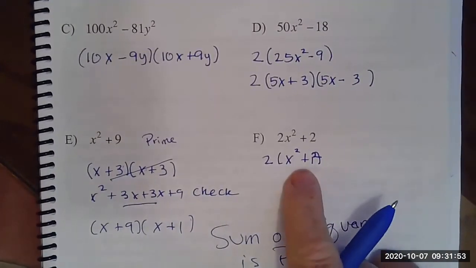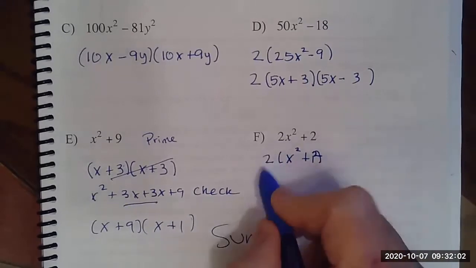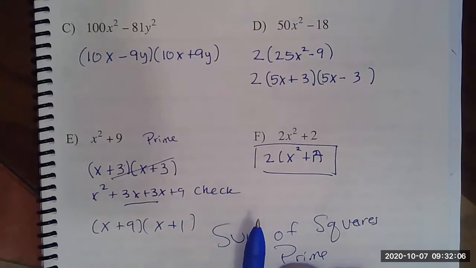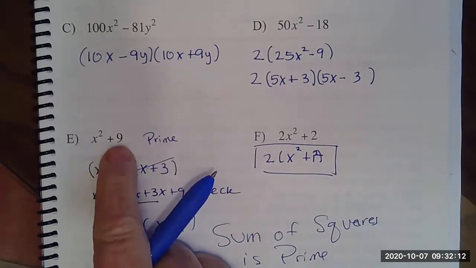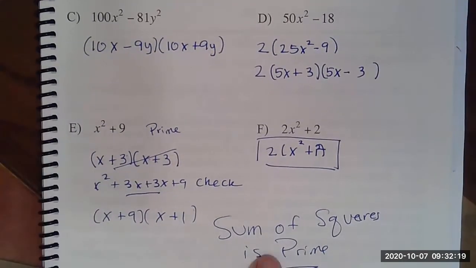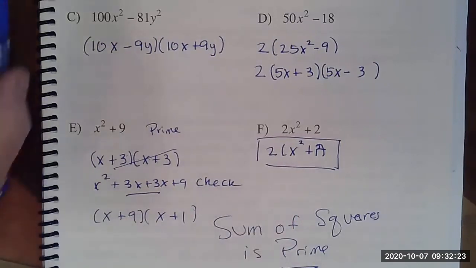So what's inside cannot be factored, but don't say the original's prime because you factored something. That's your answer right there. You factored something, so you don't say prime as an answer. This would be an answer. This one's prime because you couldn't do a darn thing to begin with. So that's the difference with the word prime. Sum of squares itself is prime, but this problem here would be boxed as 2 times the quantity x squared plus 1.